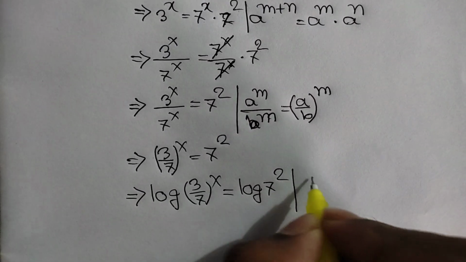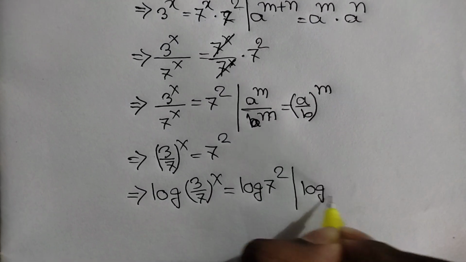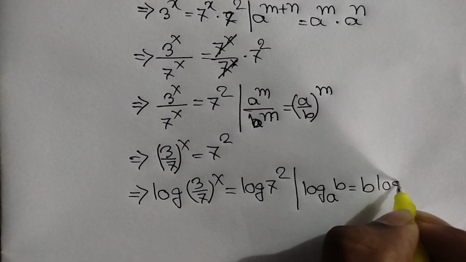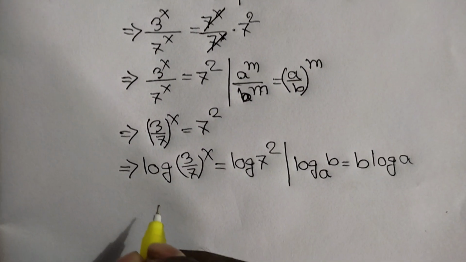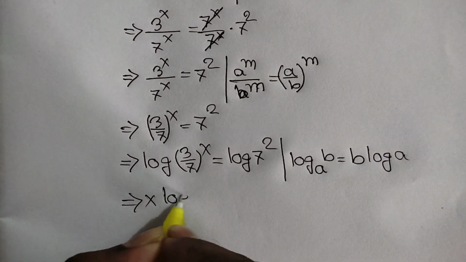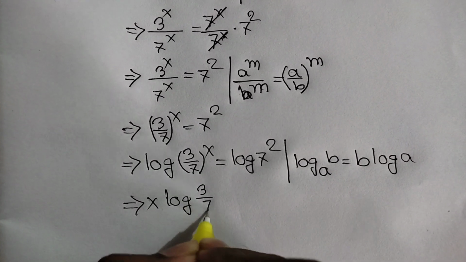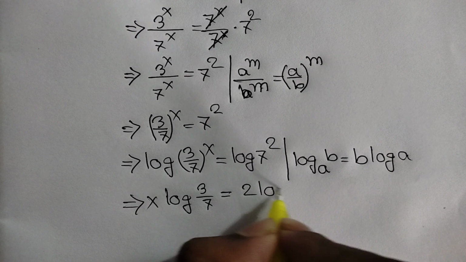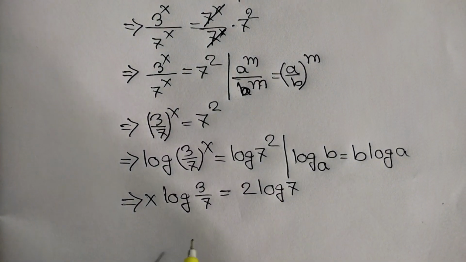Here we can apply this rule: log a to the power b is equal to b log a. So we can write x log 3 over 7 is equal to 2 log 7.